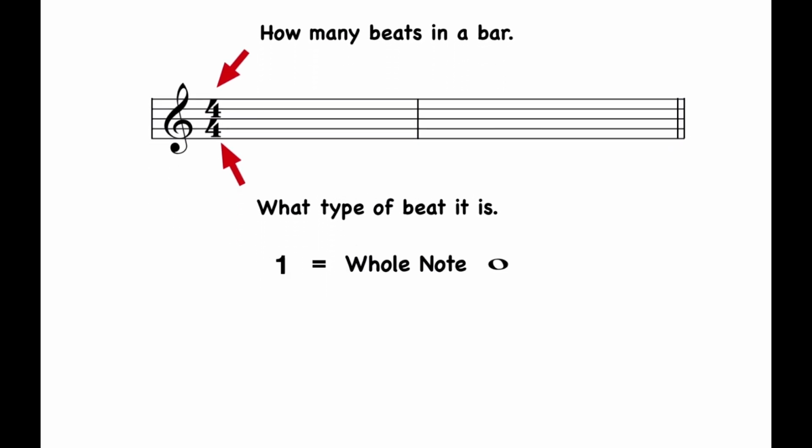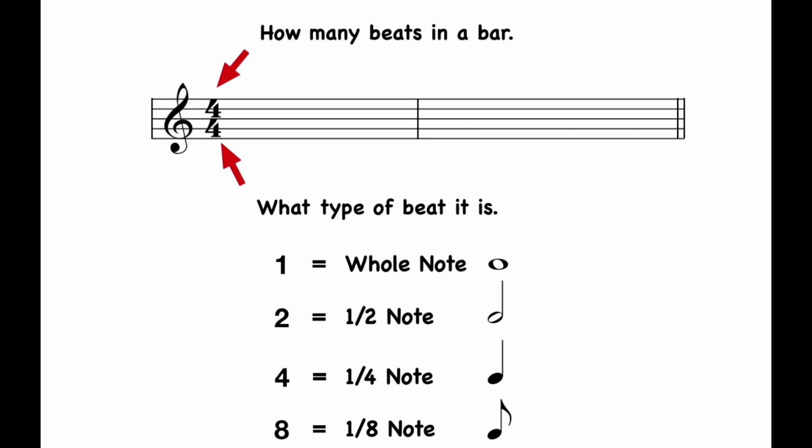If it said a number 1, we'd be talking about whole notes. If it said 2, we'd be talking about half notes. If it said 4, quarter notes, and if it said 8, we'd be talking about eighth notes, which are quavers. Now, we haven't actually spoken about quavers yet in this course, but we will come to that in a few lessons' time. So I will just get rid of quavers for now.